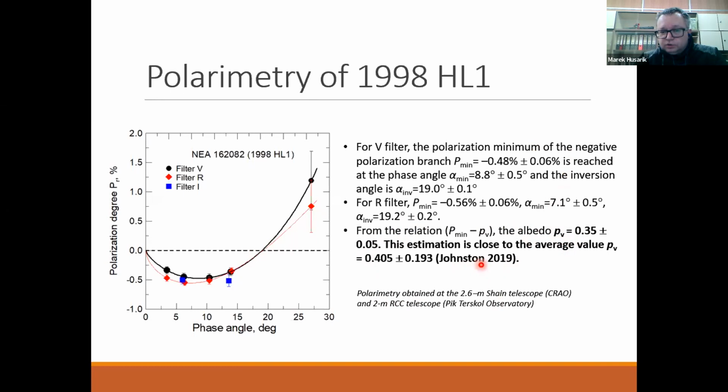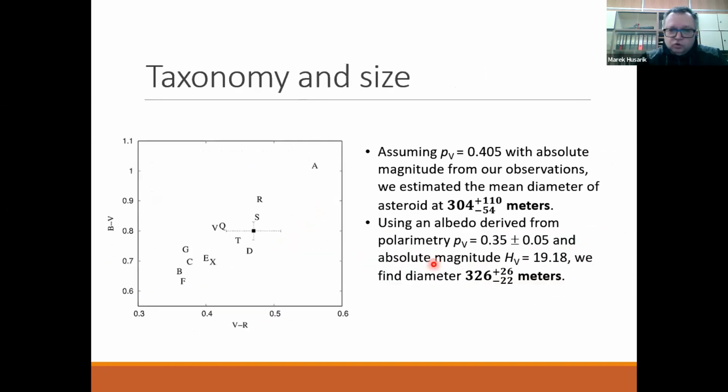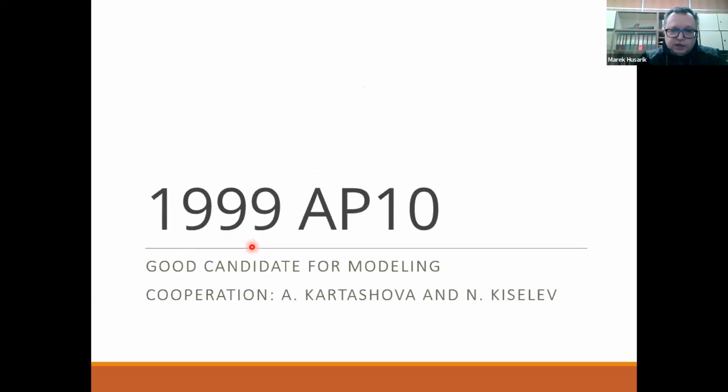Later, we found information from Johnston that this albedo is close to our value, and from our photometry, when we applied Johnston's albedo, the size of this asteroid is about 300 meters. When we applied our own albedo, it is slightly larger. And what about taxonomy? In this diagram, you can see that this asteroid belongs to S type.